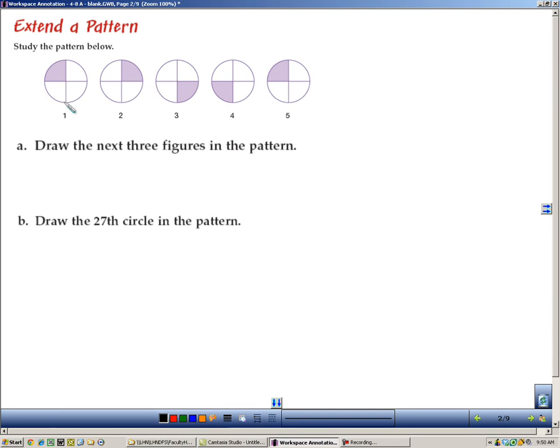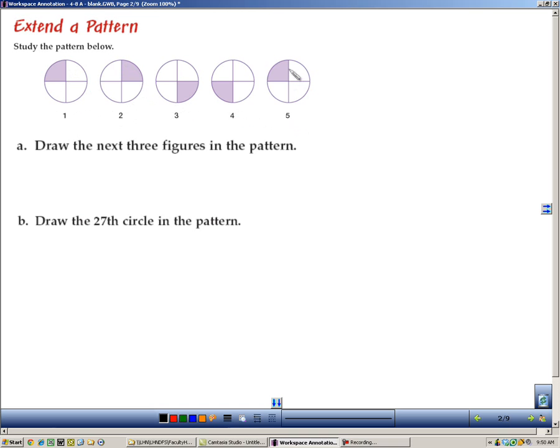Here we're given a pattern, and we're asked to study that pattern and then draw the next three figures, and then finally to find the 27th figure in the pattern. Well, let's examine it first. It looks like it's a circle cut into four sections with the upper left being colored, and then the next picture is the upper right being colored, and then the lower right. So it seems as if the colored portion is going in a clockwise fashion, 1 through 4.